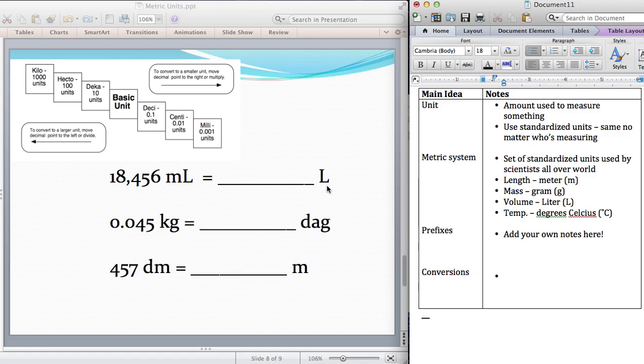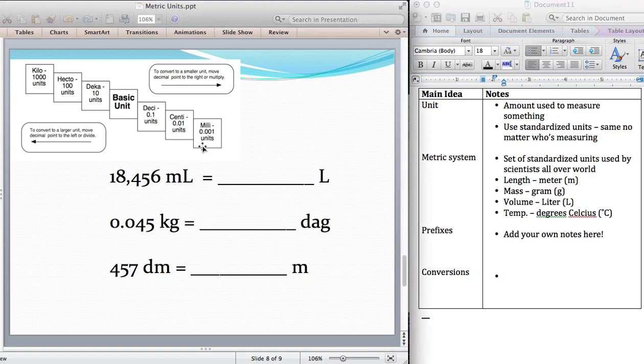It's the same way as if you wrote 12 inches, instead of writing 12 inches, you wrote 1 foot. So first thing I want to do is figure out where on my ladder I'm starting. All right, so I look here, my prefix is an M for milli, which means I'm starting at milli. And where am I ending? Well, I just have liter, which is a base unit. So I'm going from milli to base.